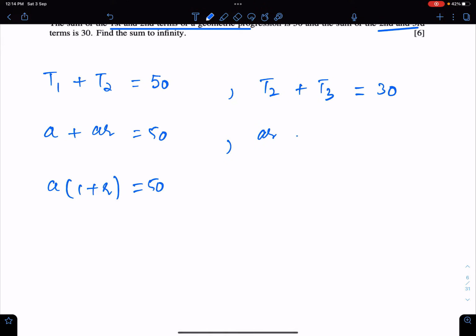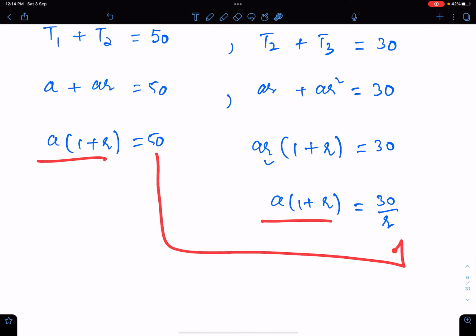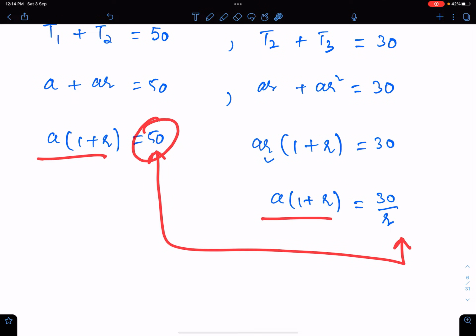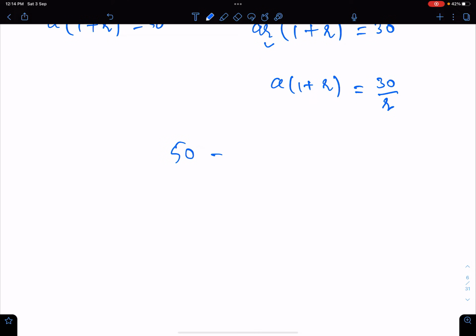T2 is ar and T3 is ar square. So by taking ar common, we have ar times 1 plus r is 30. So I'm shifting this r to the other side to make this substitution simple. See, this and this both are same, so we can equate their right hand sides. So 50 is equal to 30 upon r. Hence r is 3 upon 5.